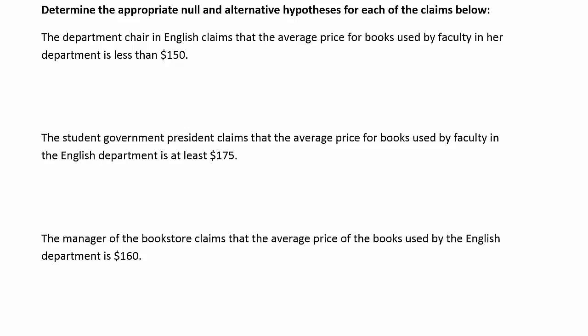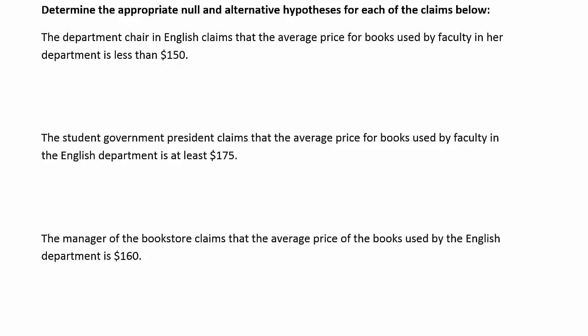Determine the appropriate null and alternative hypotheses for each of the claims below. All right, so we have 3 claims, and we're going to go through the exercise of identifying what the claim is, and then identifying from the claim the null hypothesis and the alternative hypothesis. Those are the pair of competing hypotheses that we will actually run our test on, right?